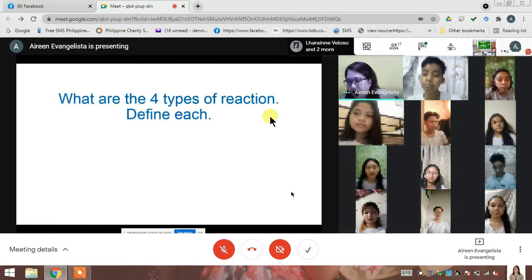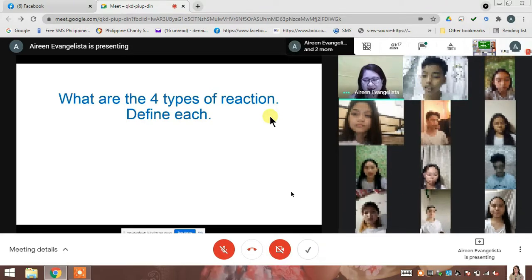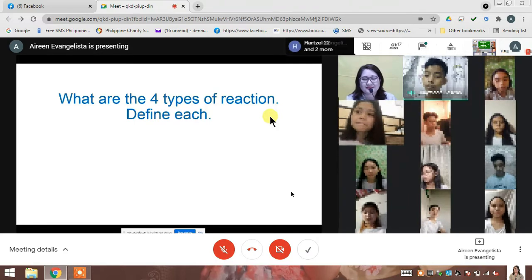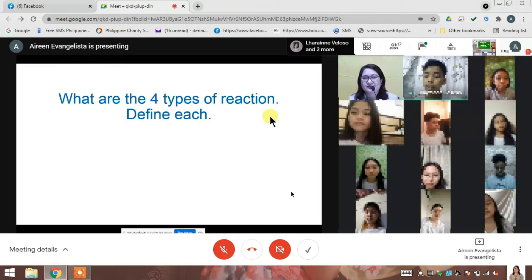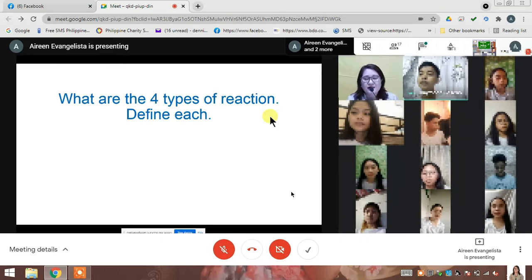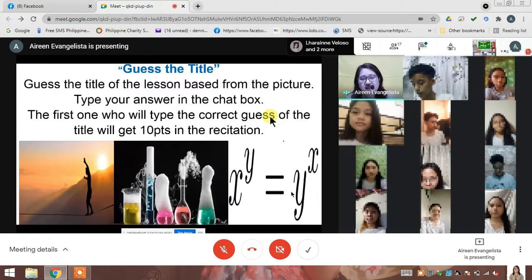Volunteer, guys. Yes, Raymond. A double replacement reaction is a type of chemical reaction that occurs when two reactants exchange cations or anions of two ionic compounds to yield two new products. It takes the form AB plus CD yields AD plus CB. Okay, very good, Raymond. So you all know the four types of reaction and the different formulas of those. So now let's proceed with our new lesson.